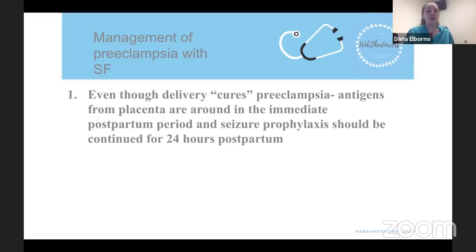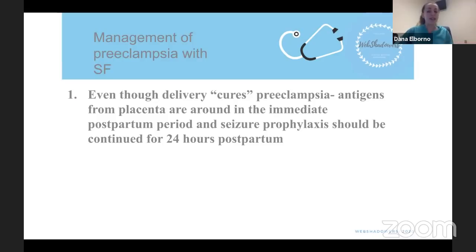So even though delivery cures preeclampsia, the antigens, meaning the proteins left over from the placenta, are around in the immediate postpartum period for at least 24 hours. So we do continue our seizure prophylaxis with the mag sulfate for 24 hours postpartum. And we do monitor those patients really closely postpartum.